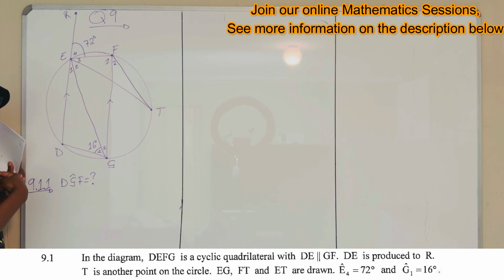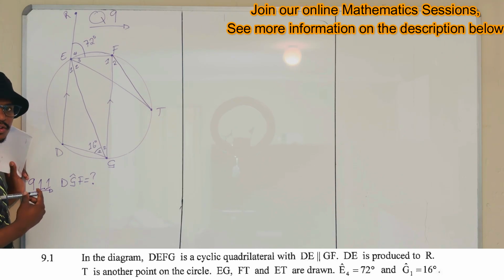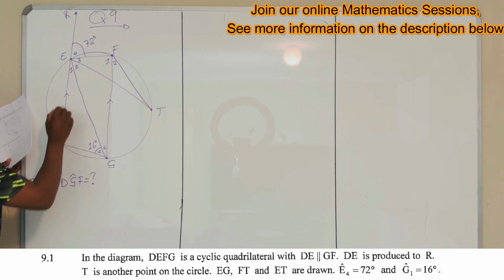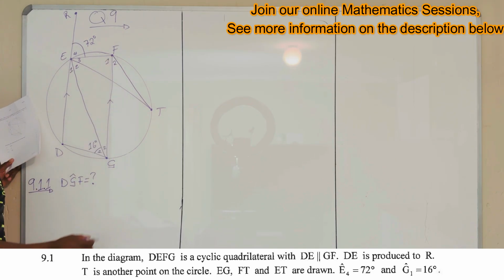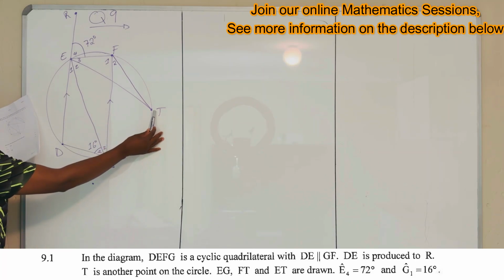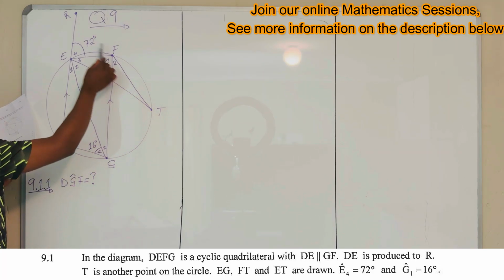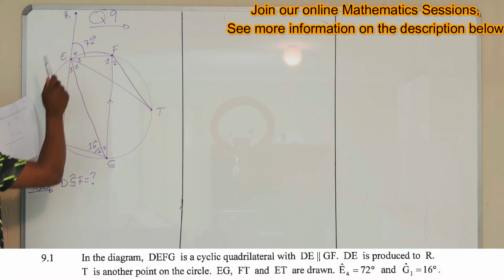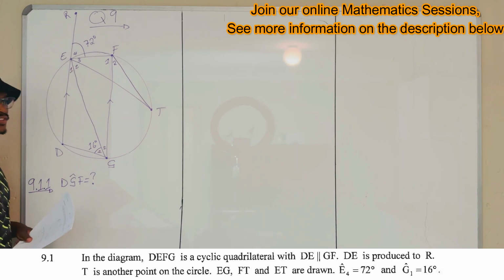If you don't know what a cyclic quadrilateral is, go to my playlist and watch the videos. You will know what cyclic quadrilaterals are. I did teach those in detail. Hopefully you will find the videos, they are up there. So they wanted to say that DE is parallel to GF and T is another point on the circumference. You can see point T is also on the circumference of this circle. They say some lines are drawn and they told you that angle G1 is equal to 16 degrees and angle E4 is equal to 72 degrees.